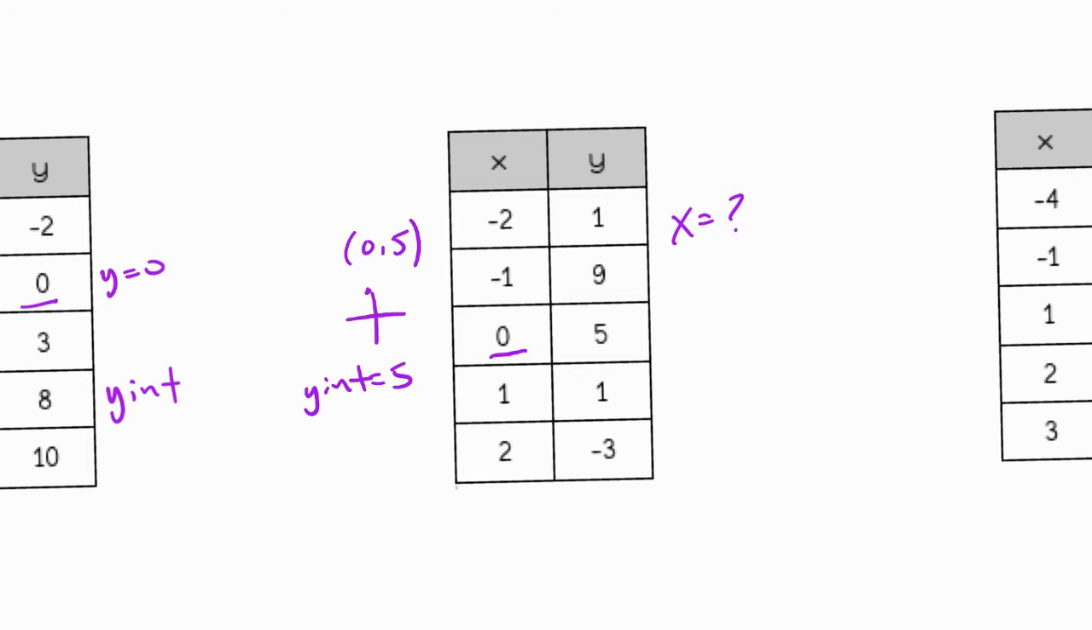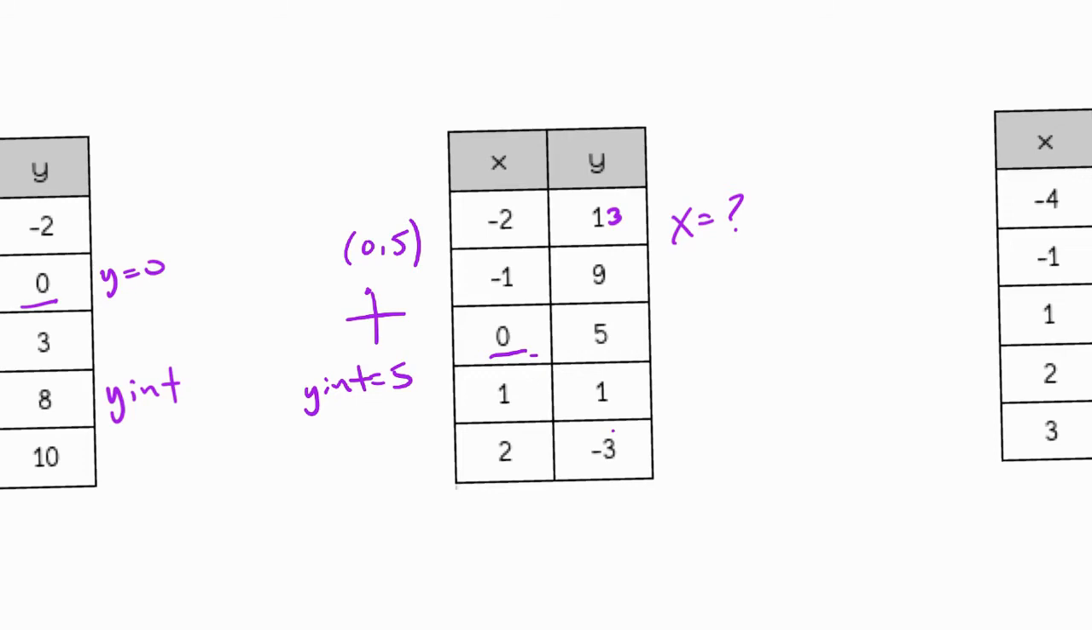Sometimes you can figure it out and it's actually there. Sometimes like this, it's not going to be a whole number. You can see this is going negative 3, 1, 5, 9, and this should be 13, which would make that a little bit easier problem. But as we go down, it goes negative 2, negative 1, 0, 1, 2. And you can see this is 0, 5, 1, 1, 2, negative 3.